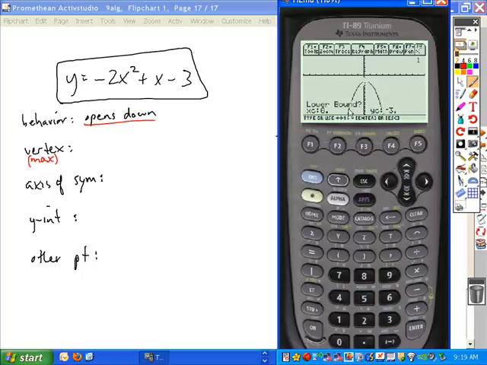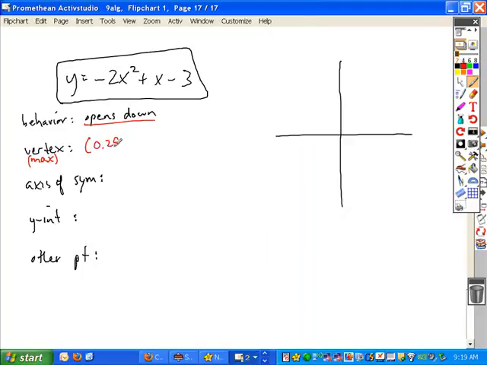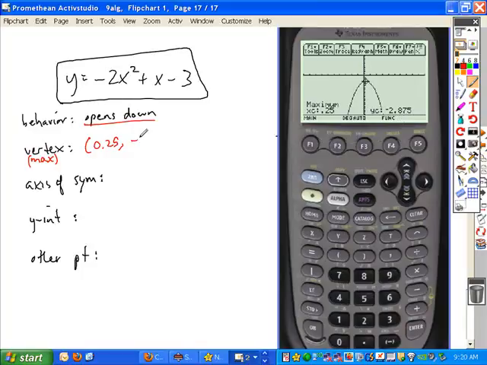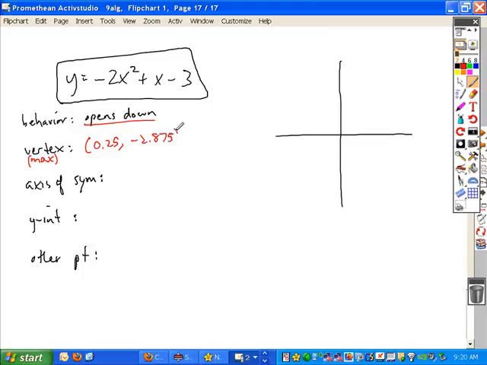Pick a value of x that's to the left of what we see our vertex to be. So once again, I'll just use negative 10 as my lower bound, positive 10 as my upper bound. And it gives me 0.25, or 1/4, and negative 2.875. Okay, so here's my vertex. And now I find the axis of symmetry. My axis of symmetry will be x equals whatever my x-coordinate of the vertex is. My y-intercept is going to be the coordinate 0, whatever my constant is, negative 3.